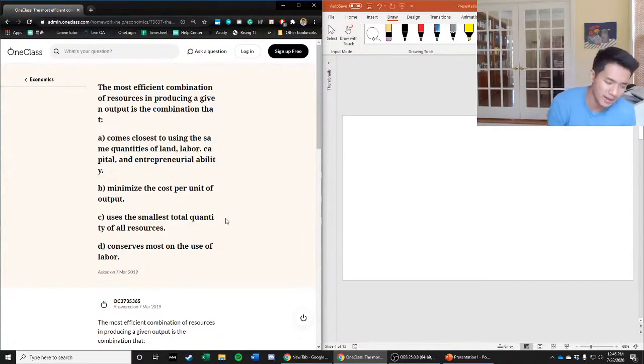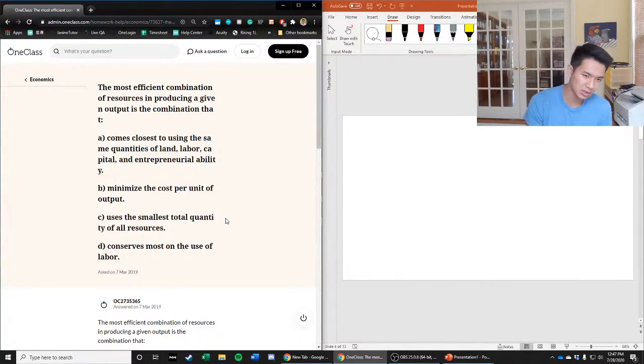And this is a really bad metric, right? Because obviously, depending on what you're producing, some things might be more land intensive and some things might be more labor or capital or entrepreneurial intensive, right? For example, growing crops is very land intensive, kind of labor intensive, kind of capital intensive, and not very entrepreneurial ability intensive, right? And so by that logic, it would be inefficient to farm on land, even if that was the most adequate use of those resources. And so A would be incorrect.